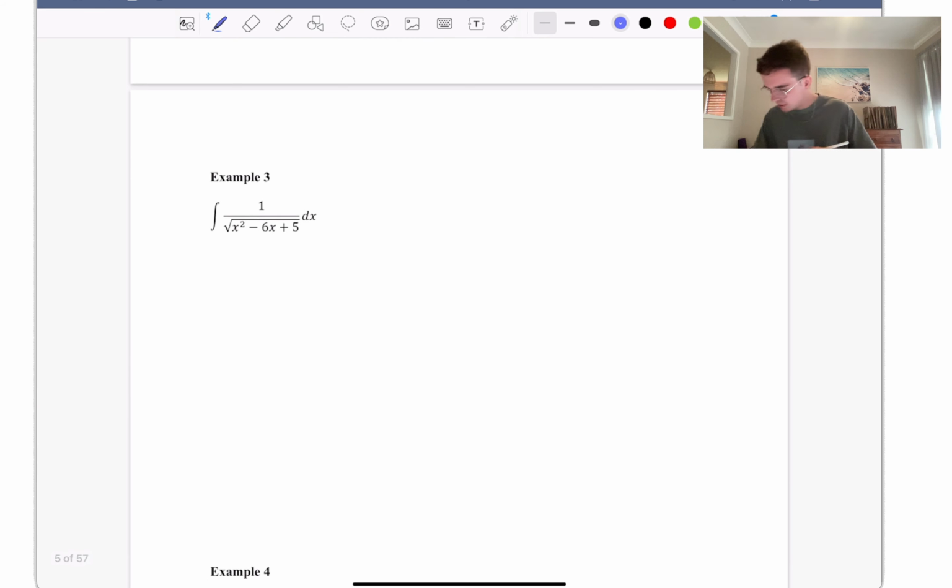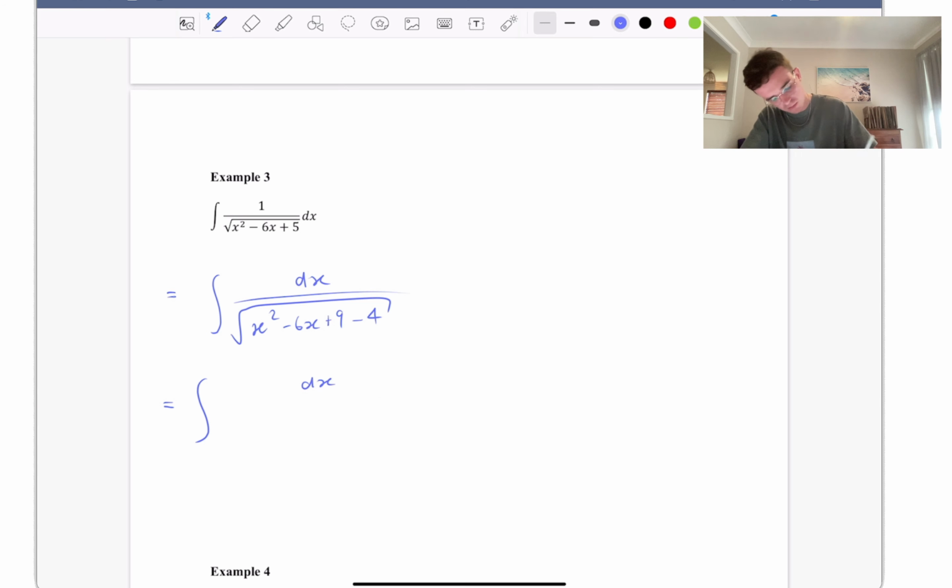Example 3, we're going to complete the square again. So this is the integral of dx over the square root of x squared minus 6x plus 9. But if we want 5 and we've got 9, we need to subtract 4. So this is the integral of dx over the square root of x minus 3 squared minus 4.